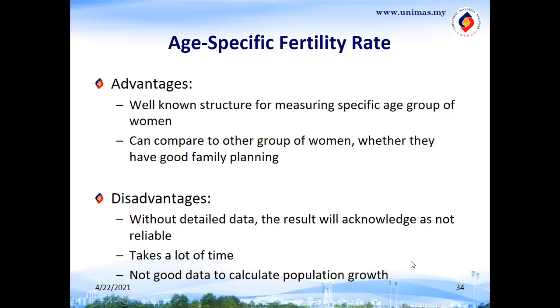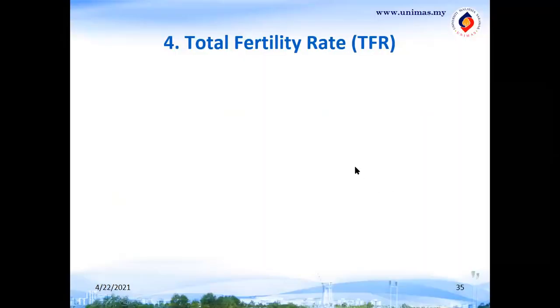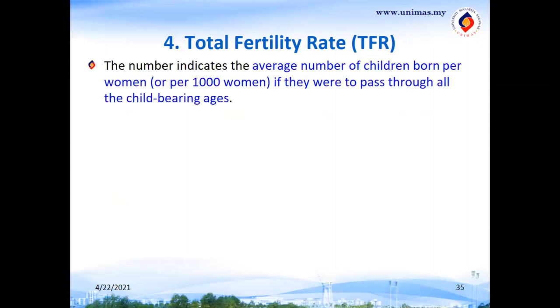Another disadvantage, sorry: it is not good data to calculate population growth. So it's not good data that you can use to predict or calculate the growth of the population. And if that is not good enough, then we go for the next one, the total fertility rate, or TFR. Now, what do we mean by total fertility rate? Earlier it was specific; total means the total, the sum of everything.